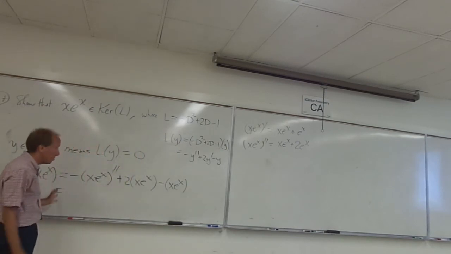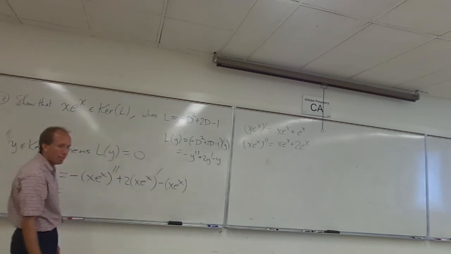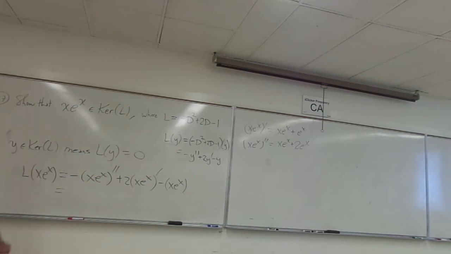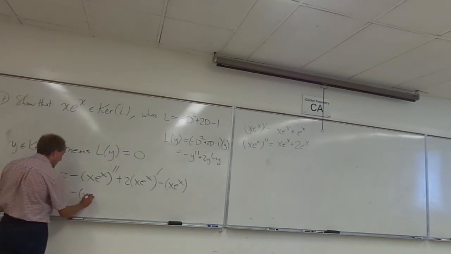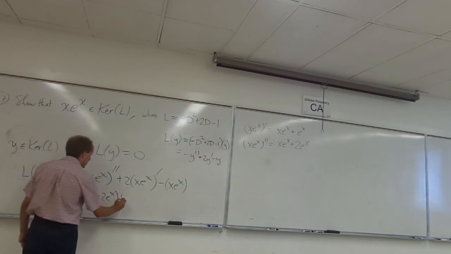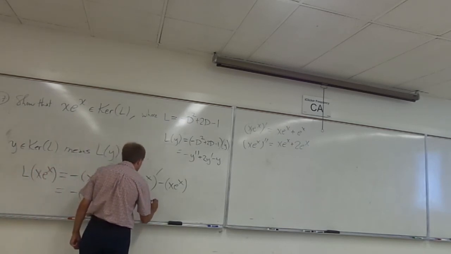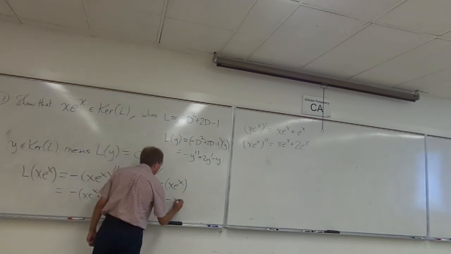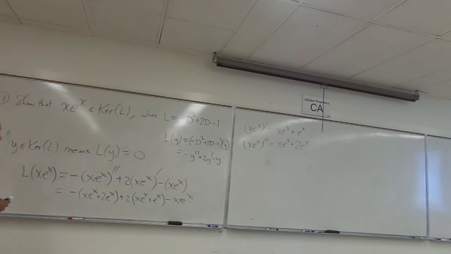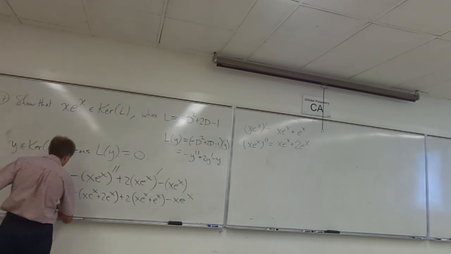Once you got that, it's just a matter of plugging everything in here. Oops, I made a mistake, didn't I? This should be plus 2 times the derivative of that term. Okay, so here we have minus x e to the x plus 2 e to the x, and then plus 2 times x e to the x plus e to the x, and then minus x e to the x. And you just have to make sure that everything cancels out. Which it does.